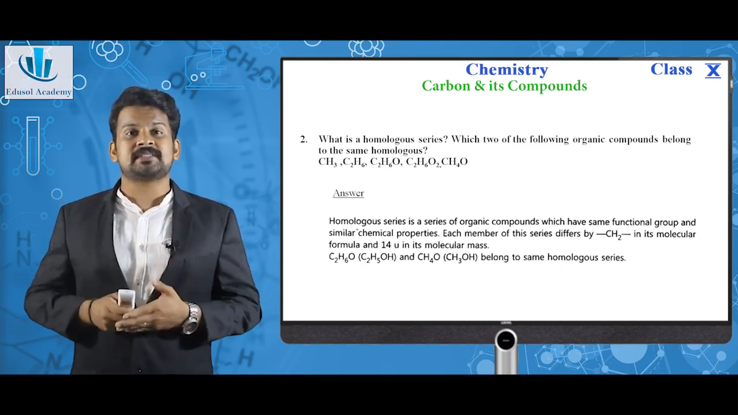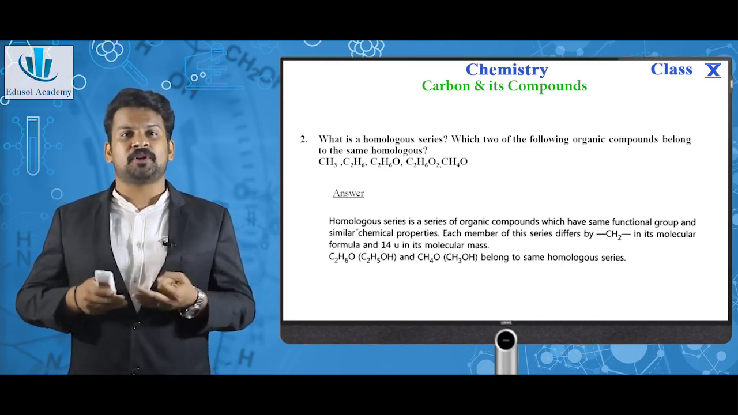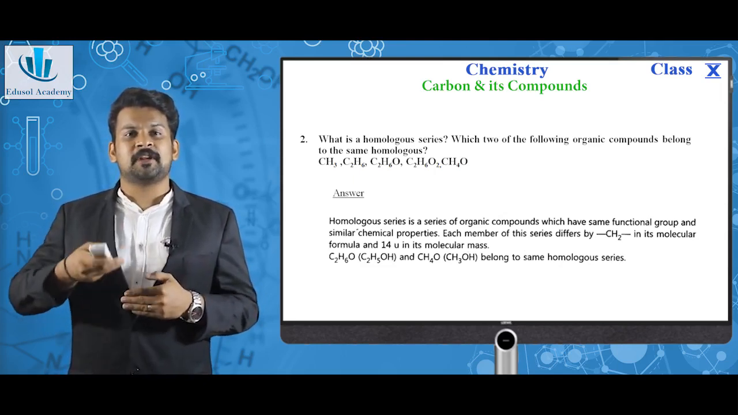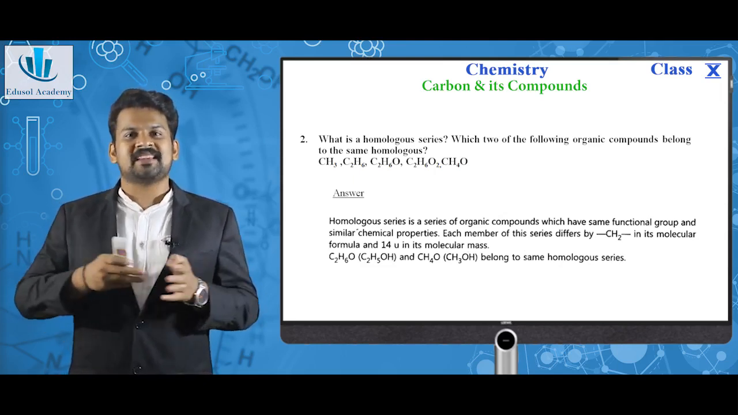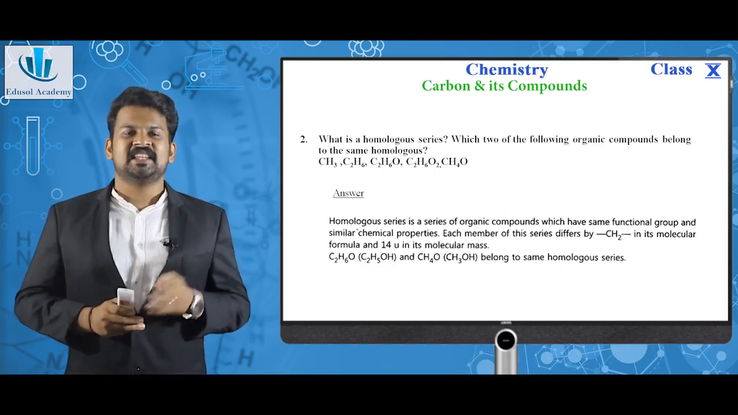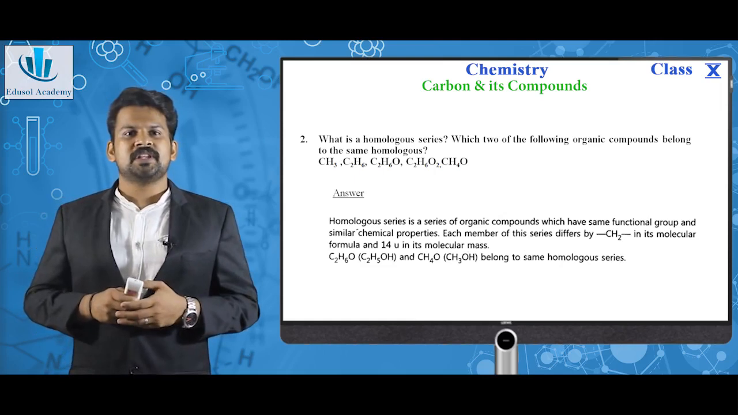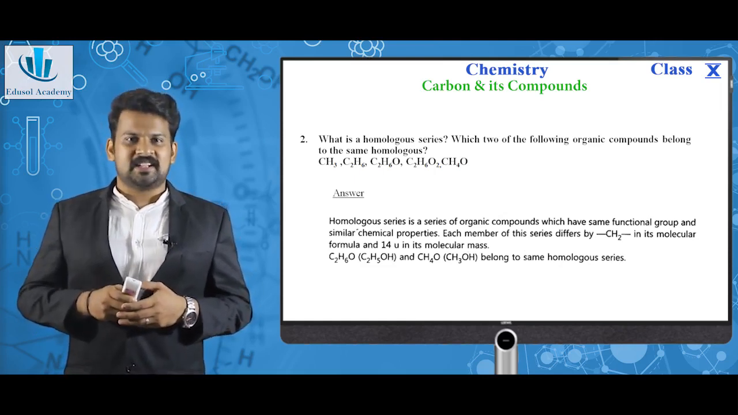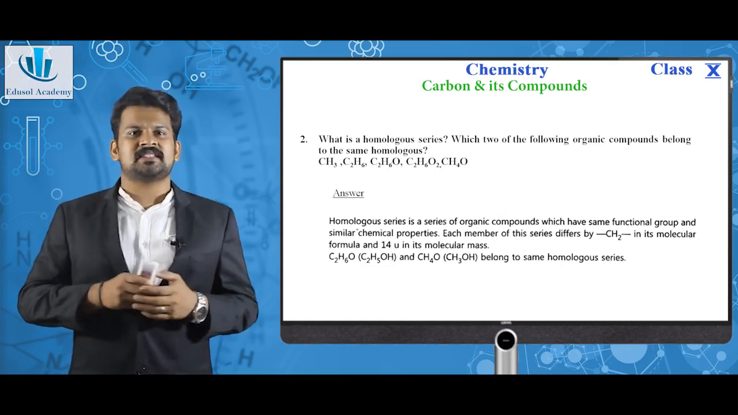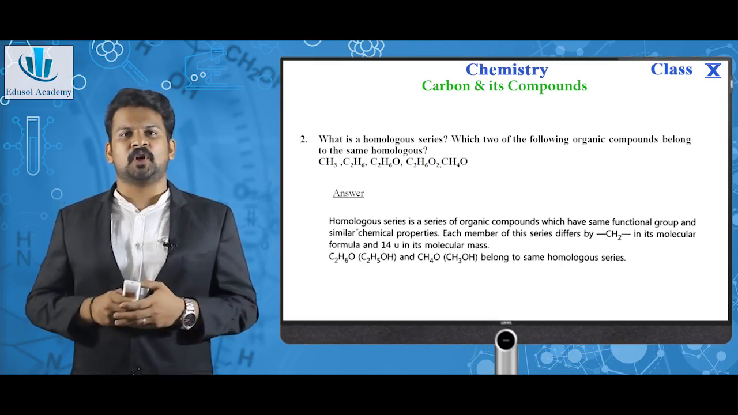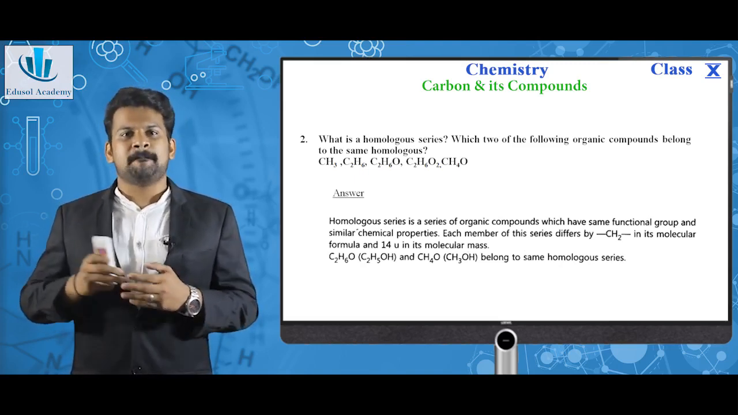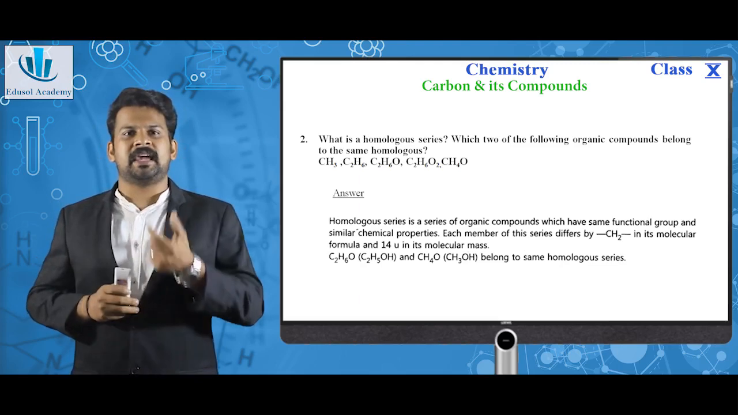The homologous series of alcohols has methanol, ethanol, propanol, butanol, etc., each differing by a CH2 unit. So that is a homologous series. In this question, among the given compounds, C2H6O, that is C2H5OH, and CH4O, which is CH3OH, belong to the same homologous series, which is methanol and ethanol differing by a CH2 unit.